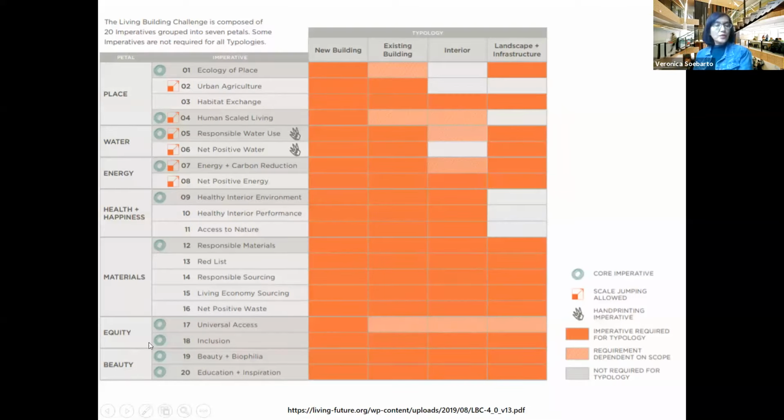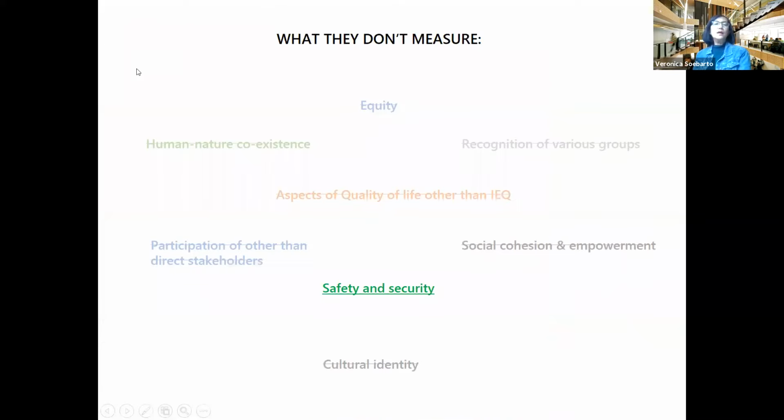It addresses equity, it addresses beauty. So biophilia is included in here, relationship with nature, green space, and so on, as well as inspiration. So there's a lot more looking at the aspect of well-being, social sustainability. But again, it doesn't specifically look at safety and security.